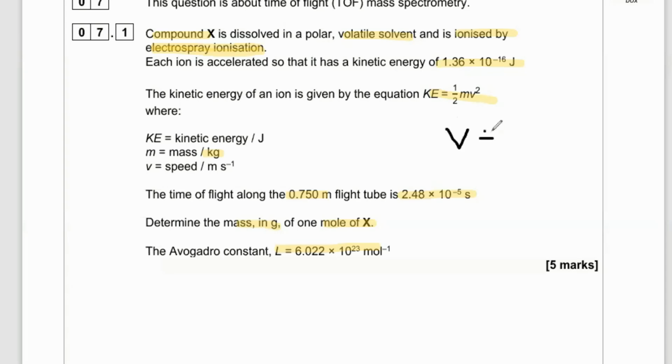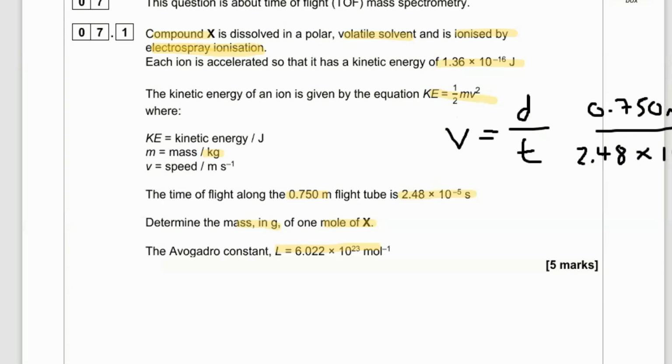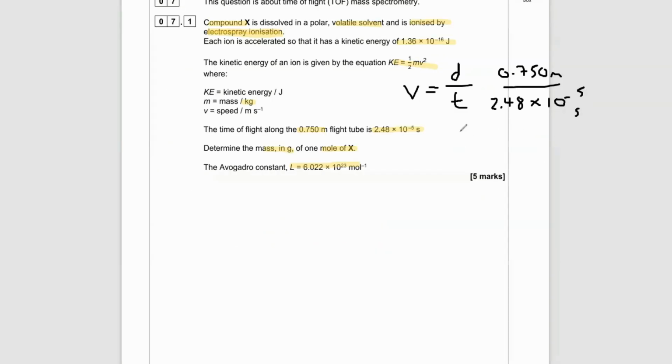Time of flight along a 0.750 meter tube is 2.48 times 10 to the minus 5 seconds. So what we're going to do is determine the mass in grams of 1 mole of X. Zooming out here, the first thing I want to do is v equals d over t. We've got the distance 0.750 and we've got the time 2.48 times 10 to the minus 5 seconds. That gives us the velocity of 30,241.9 meters a second.